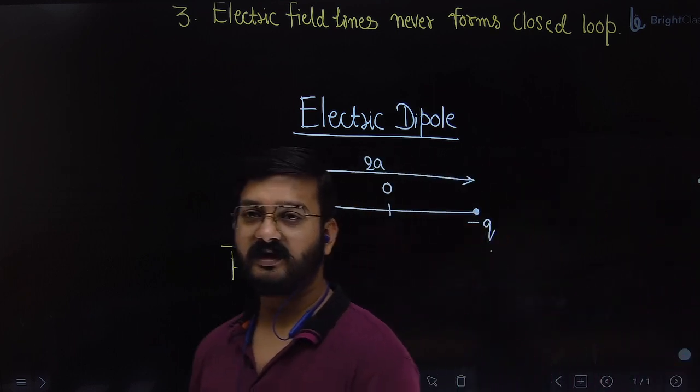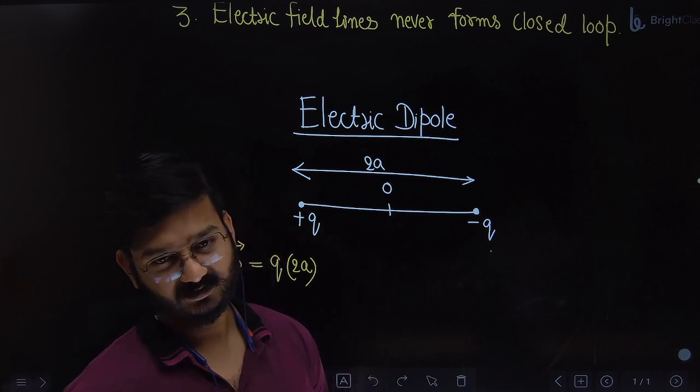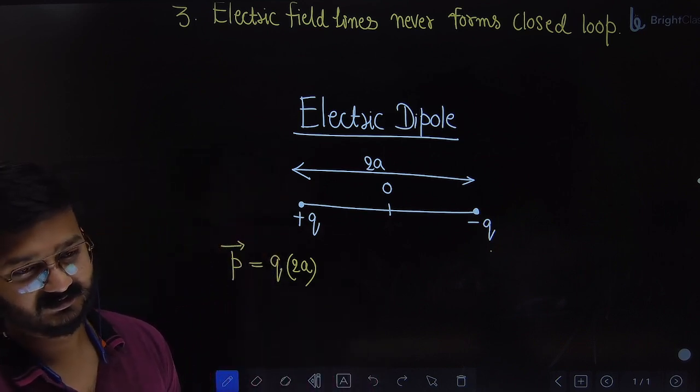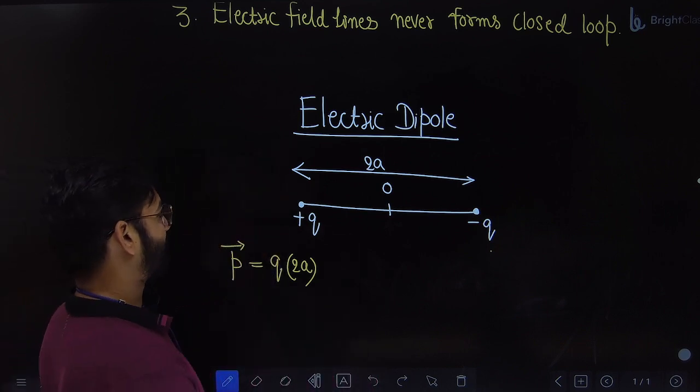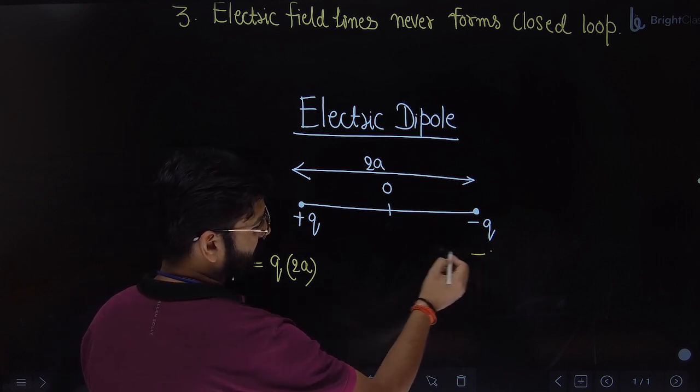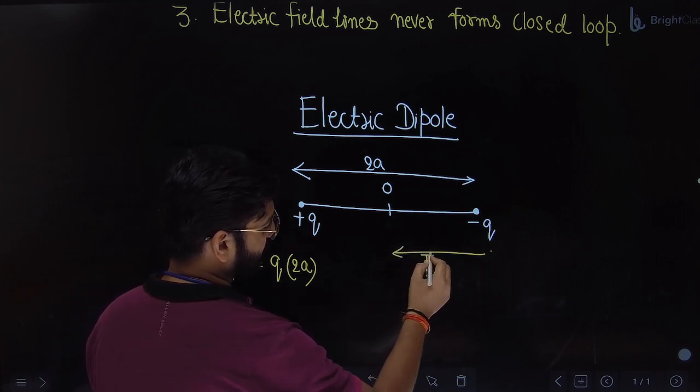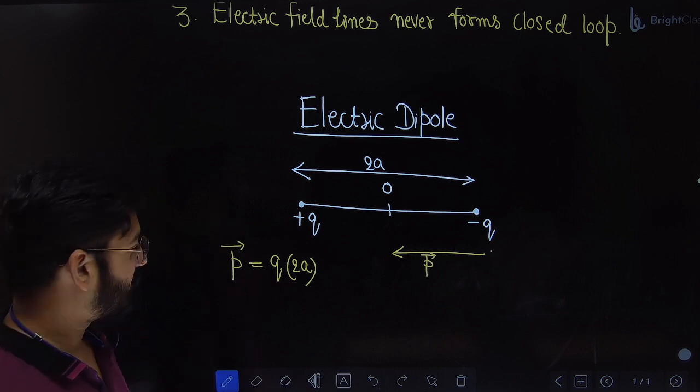In a dipole, it's defined: dipole moment direction is defined from negative to positive. Okay. So the direction of dipole moment will be where? This. Negative to positive. Always.